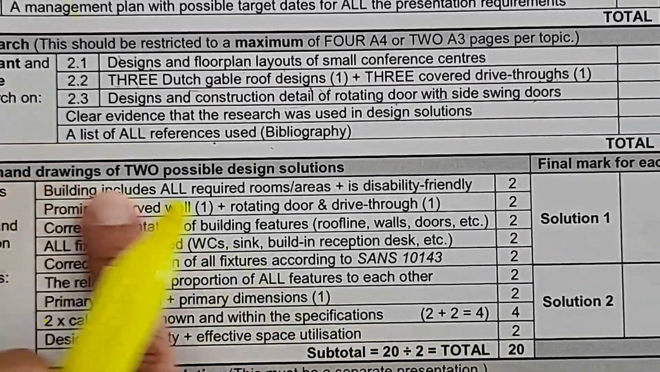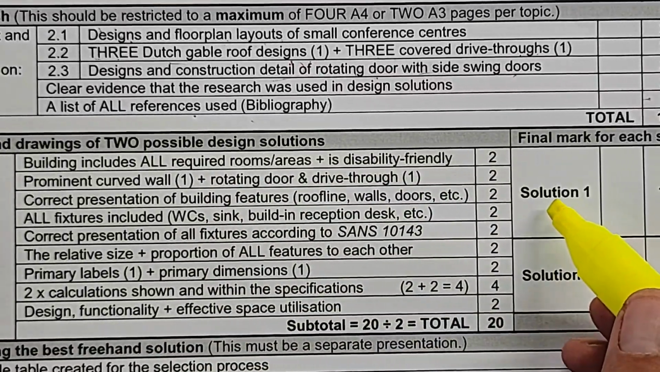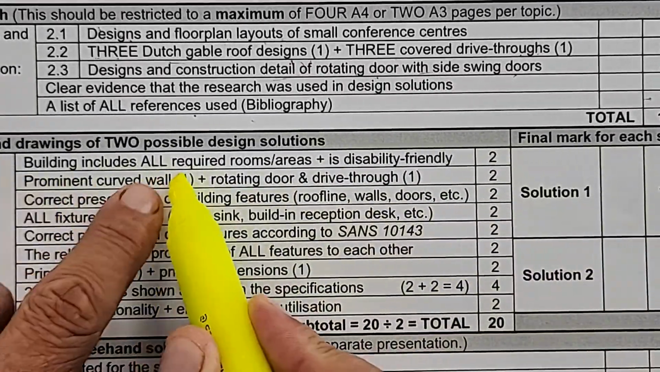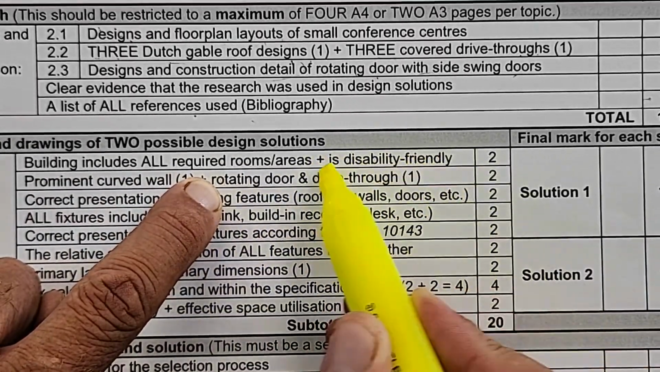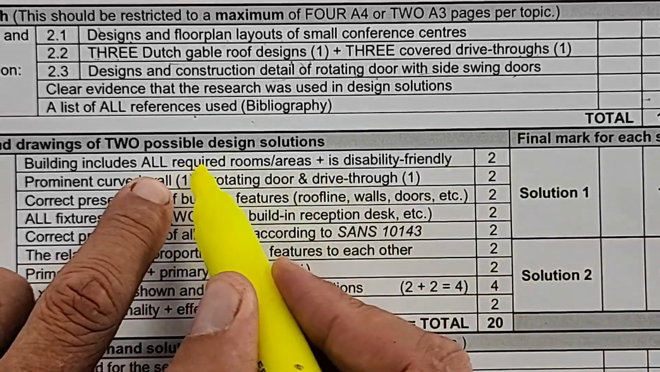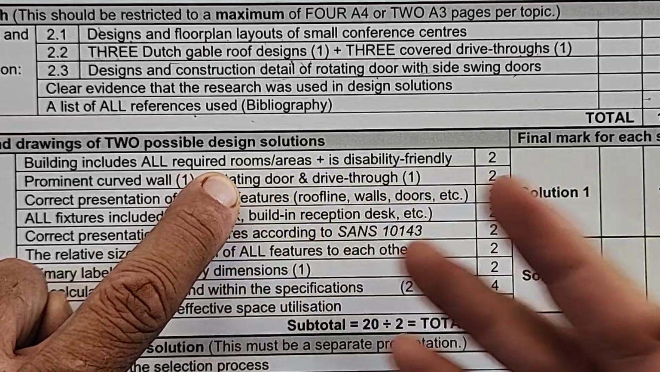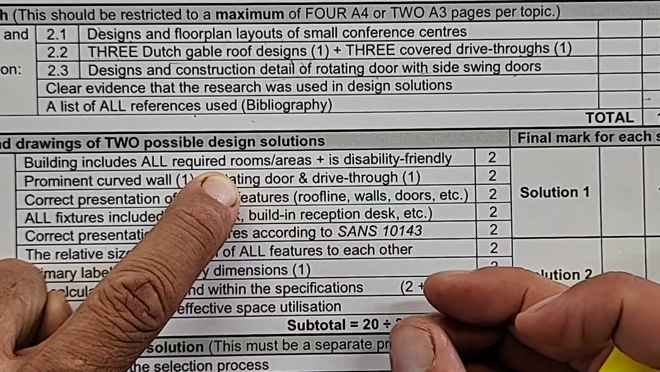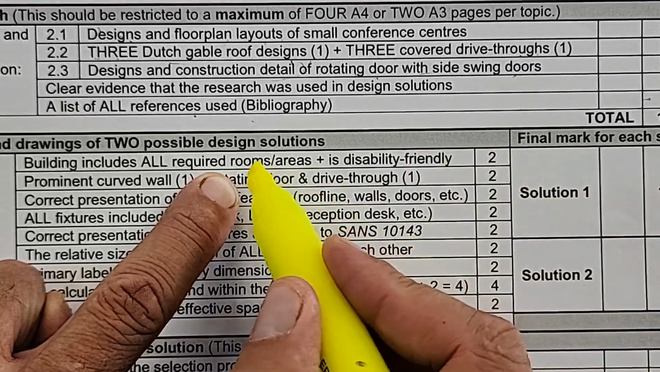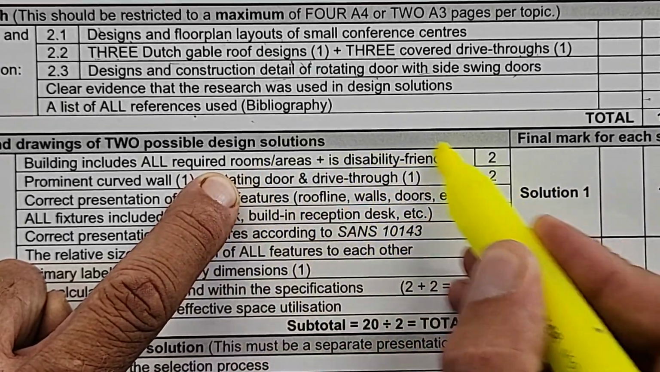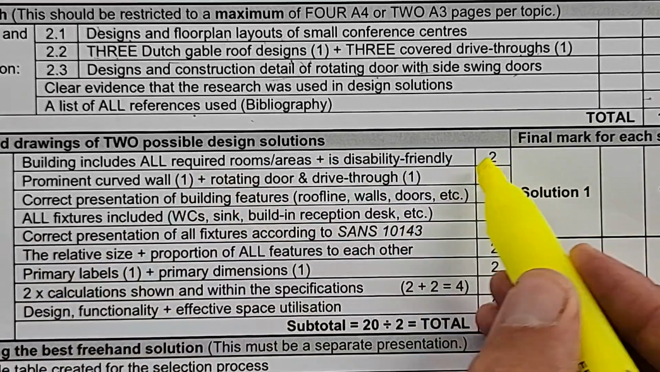Okay. So for each of the 2 drawings, we're going to look at this. Solution 1. Building includes all required rooms, areas, and is disability friendly. So if your design includes all the rooms and areas, that's the conference centers, the small kitchen, the concourse, the reception, the drop-off area, all of those that's listed, and it's clearly indicated as disabled friendly, you're going to get 2 out of 2 for that component.